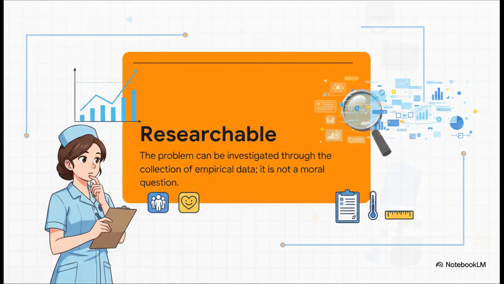Okay, next up, it has to be researchable. And this is a big one. It means you can answer your question by collecting and analyzing data you can actually observe and measure. For example, a question like, should nurses join unions? That's a moral debate. It's not really researchable. But a question like, what is the impact of union membership on nurses' job satisfaction? Now that is something you can measure.